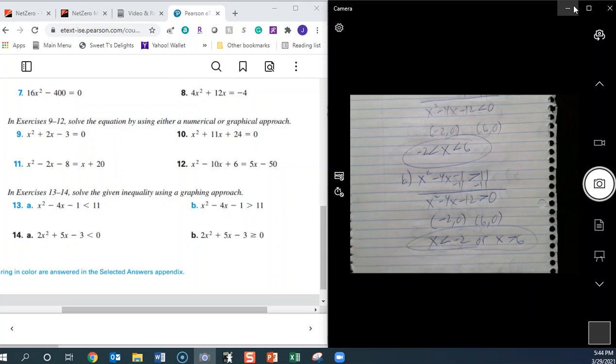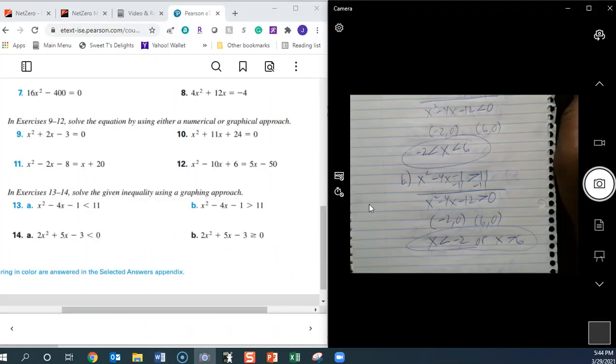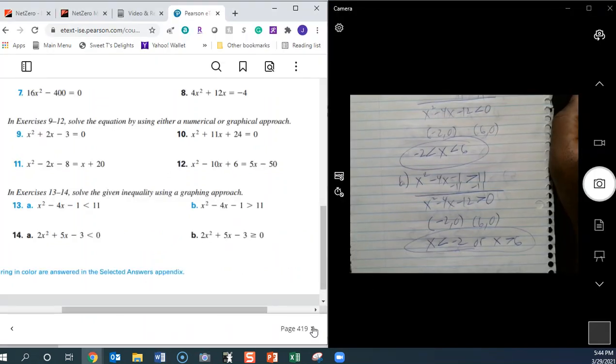Okay, so now we just finished section 4.3. Now we need to look back at our Word document here, or syllabus, and we need to look for section 4.4, which is on page 425. So let's go to page 425.